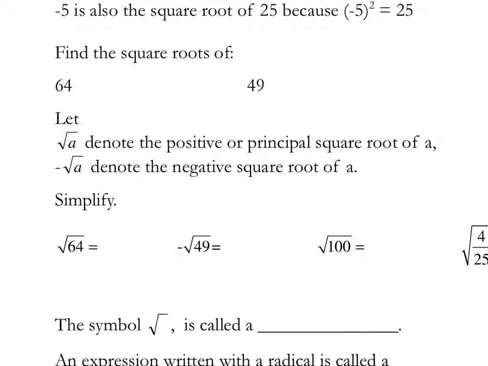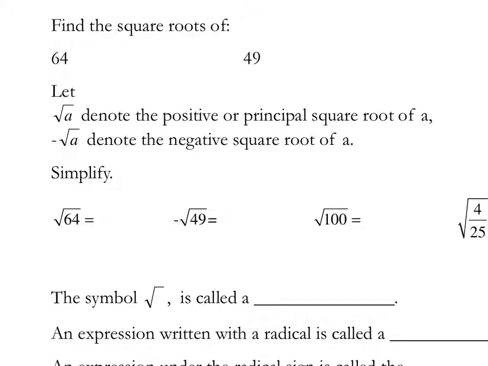So let's find the square roots of 64 and 49. We're looking to find the number that when you multiply it by itself, you get 64. The square root of 64 is 8. It can be a positive 8 or a negative 8, so we'll put plus or minus to show that it can be positive or negative. What about the square root of 49? What number do you multiply by itself to get 49? A positive or a negative 7.